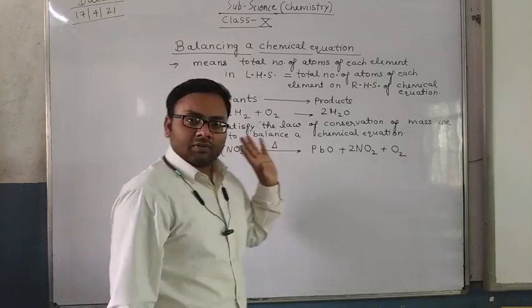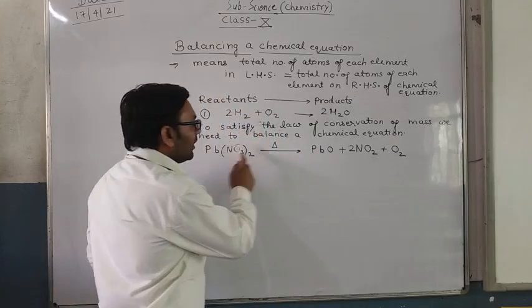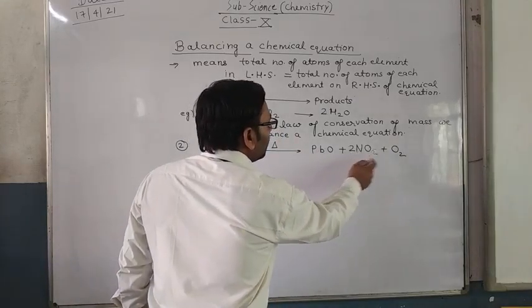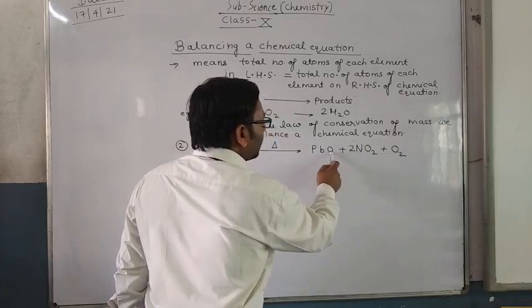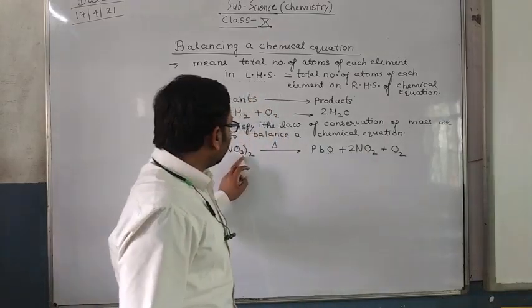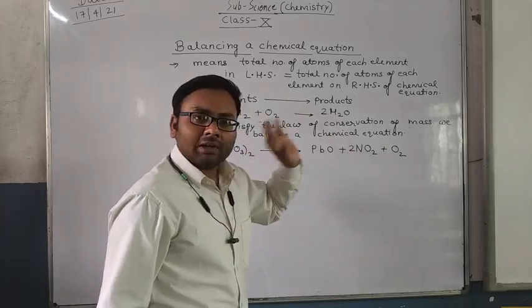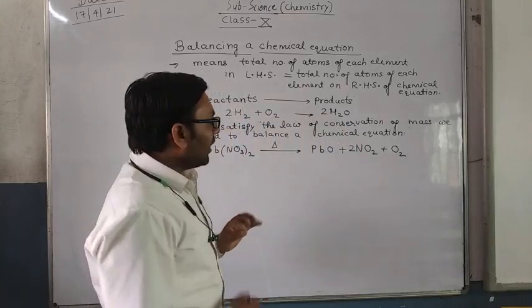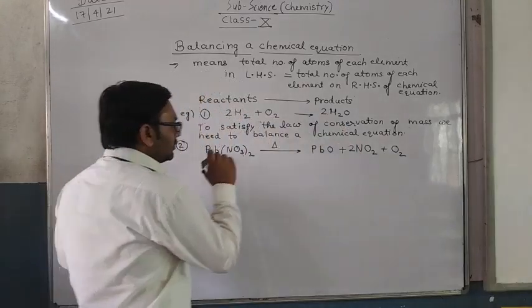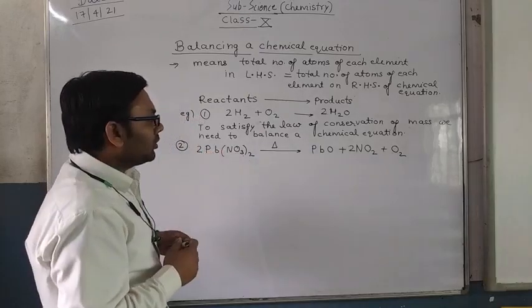Now we have to balance oxygen. You can see how much oxygen is here: 3 times 2 is 6, and here 2 times 2 is 4, 4 plus 2 is 6, and plus 1 is 7. Now here the oxygen is more, 7 atoms, and here only 6 atoms. Lead is already balanced, nitrogen is already balanced, but oxygen is not balanced. What do we have to do? We can put 2 here.